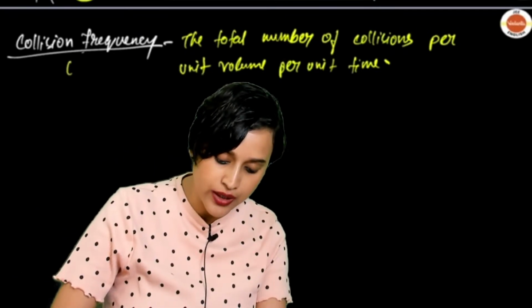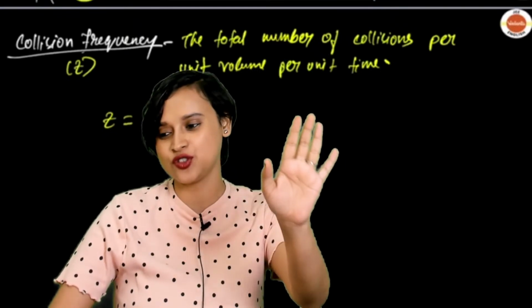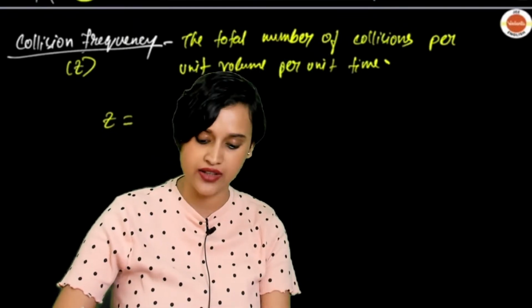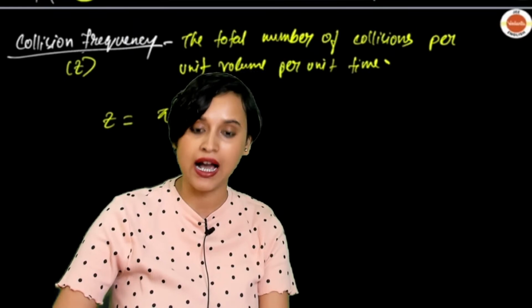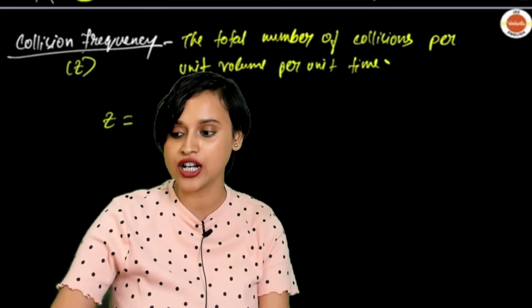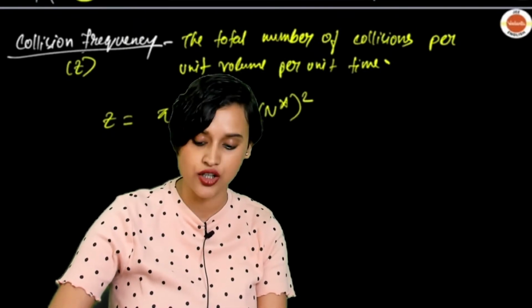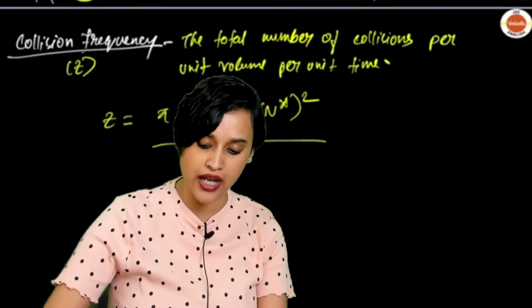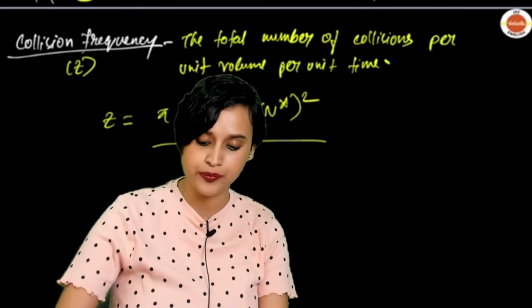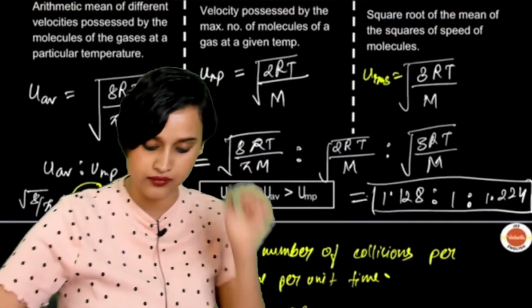This collision frequency is given as Z, and Z is equal to, please just note it down, you don't have to derive it right now: pi sigma square U_AV, that is average velocity, multiplied by n star square, divided by root 2. Why root 2? Don't ask me that.